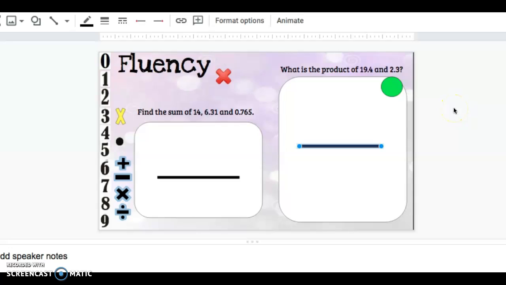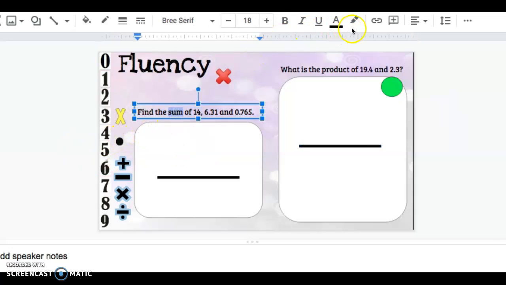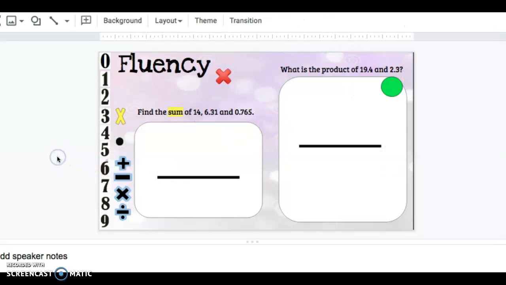Okay, so for today's fluency, you have two isolation problems. The first one is asking you to find the sum of 14, 6 and 31 hundredths, and 765 thousandths. Okay, so the word sum, we know, is the answer to an addition problem. So I know that I'm adding. And when I add decimals, I know I have to line up the digits and the decimal points.